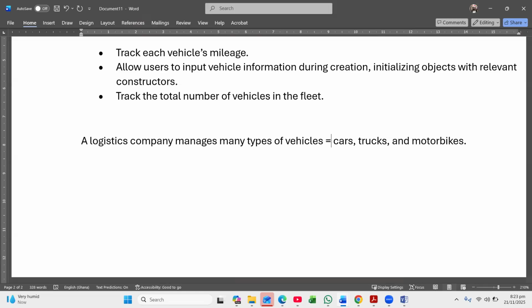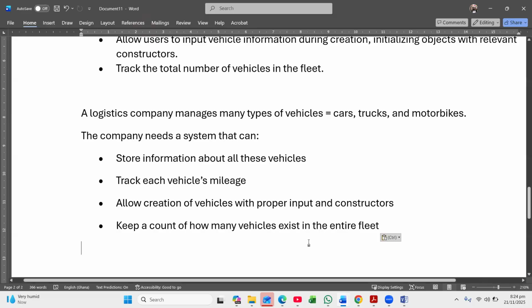What do they need? Because now that I know what they want from me, I have to ask myself, what do you need? They need you to do the following stuff. They need a system that can do the following. It can store information about the vehicles. It can track each vehicle's mileage, allow creation of vehicles with proper input and constructors, and keep account of how many vehicles exist in their entire fleet. That is what they want from you.